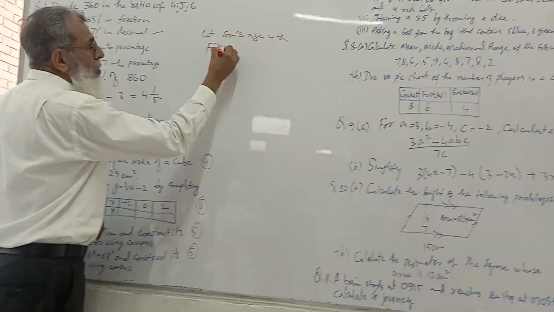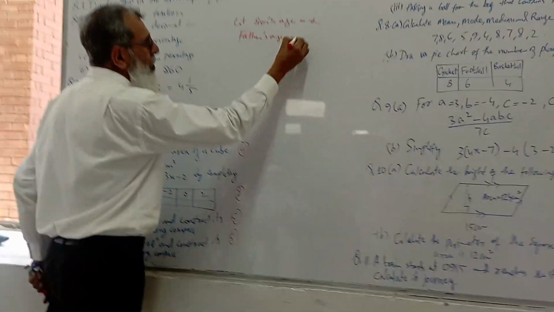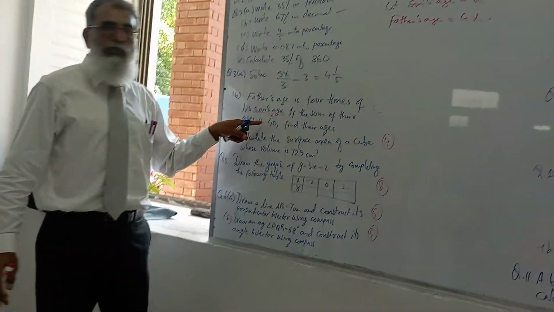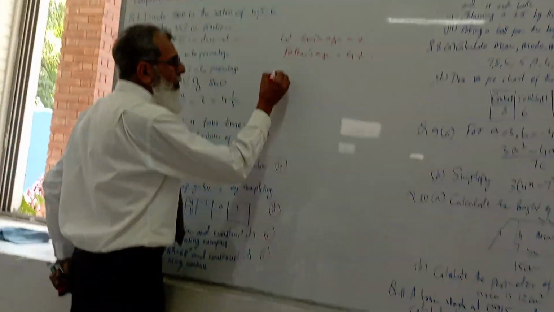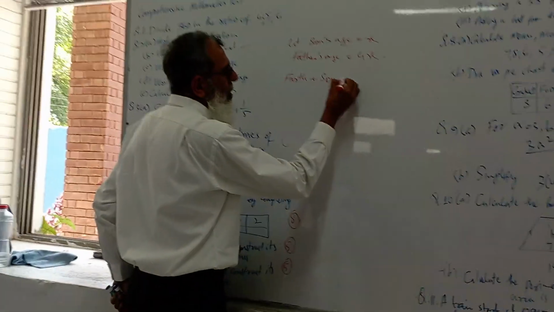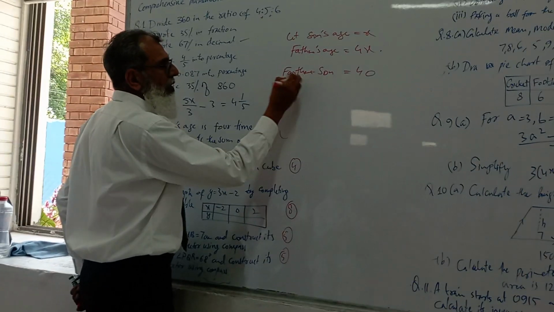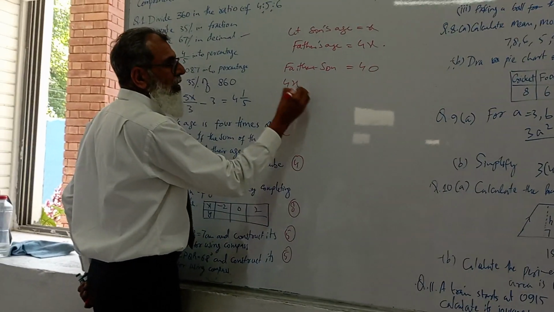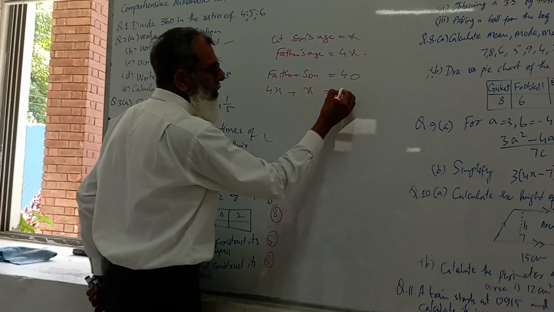So then father's age is 4 times, so father's age is 4x. And then it says the sum of their ages is 40. Means father's age plus son's age is equal to 40. Father's age is 4x, son's age is x, is equal to 40.